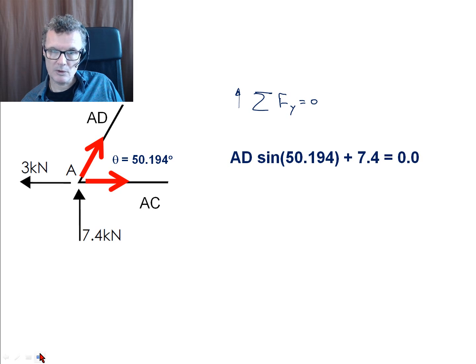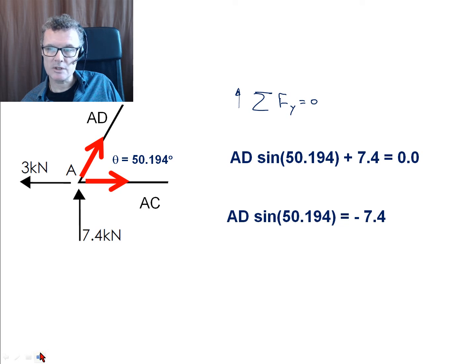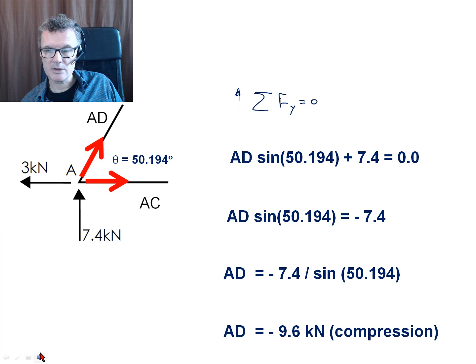We're not swinging through the angle, so we use the sine. So sine 50.194. The only other thing I can see pointing upwards there is 7.4. So let's put that in. Rearrange your maths, so the 7.4 becomes a minus 7.4. Divide it through by the sine 50.194, and then we're going to get an answer. I should really do more decimal places, but we're going to get an answer of minus 9.6 in compression.